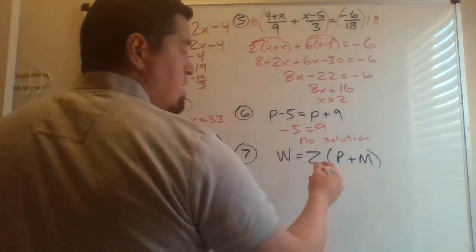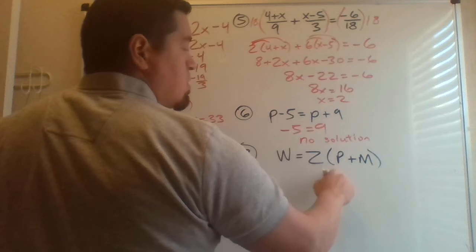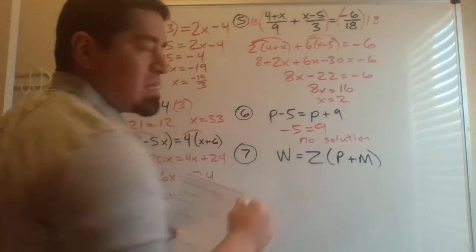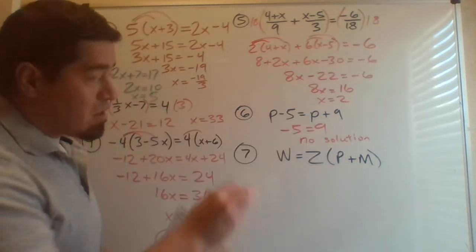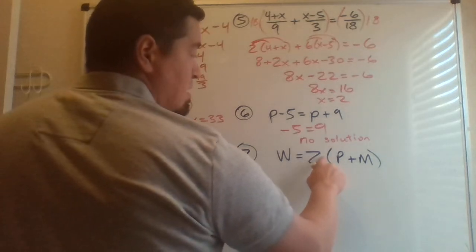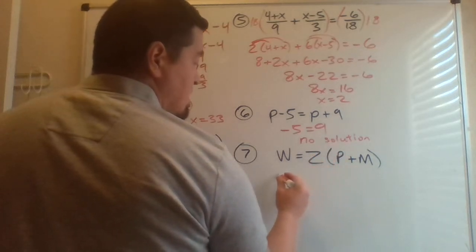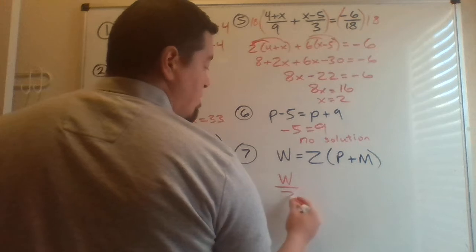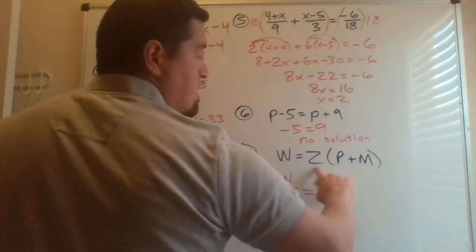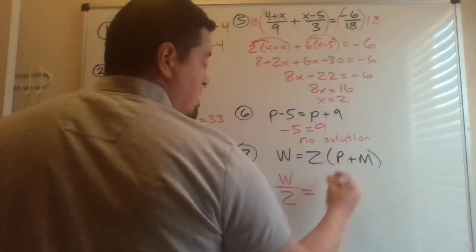So here, one way we could approach this is multiplication. I want to undo all this and get m by itself. So I'm going to divide both sides. Instead of multiplying by z, I'm going to divide both sides by z. So we'll do it one step at a time. And then what's left over here, if you divide by z, is p plus m.